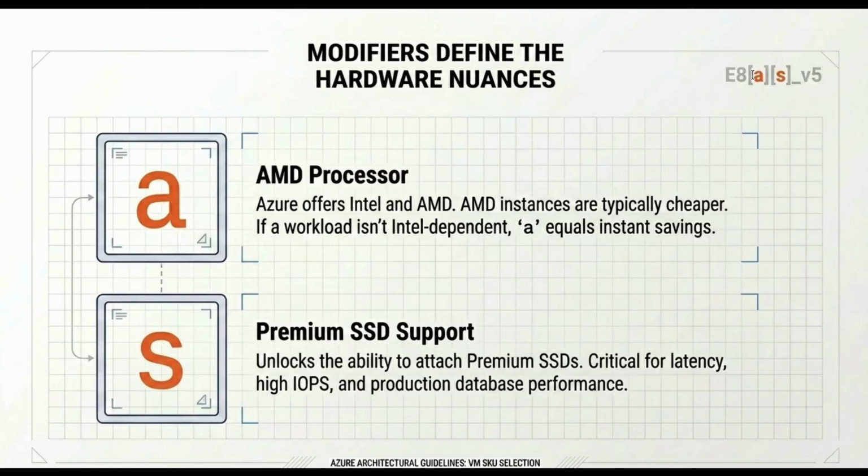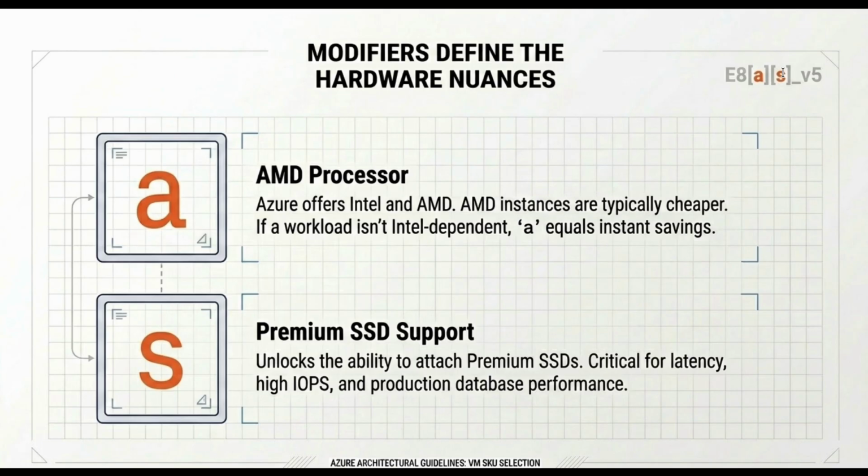And next, the small letters. These letters tell us the special VM features. Like in case of A, it stands for AMD. So Azure offers both Intel and AMD. AMD VMs are often slightly cheaper. So if your workload does not specifically require Intel, AMD can help reduce Azure cost. And if you want the Intel one, you just have to not use A in your VM size.